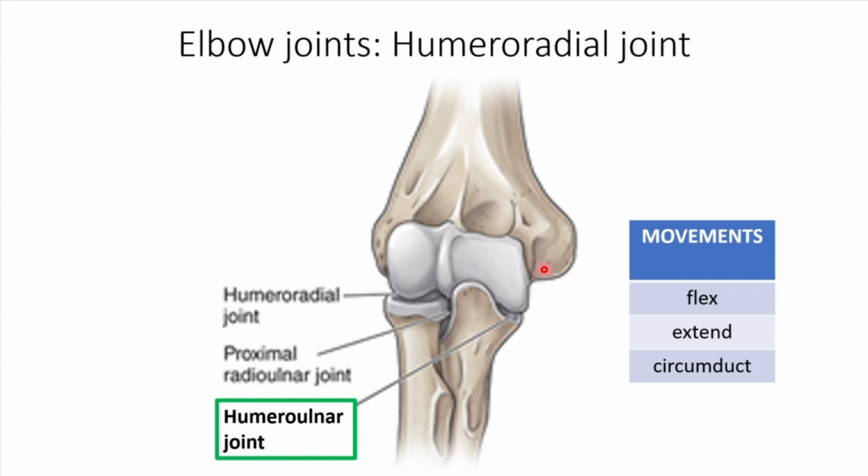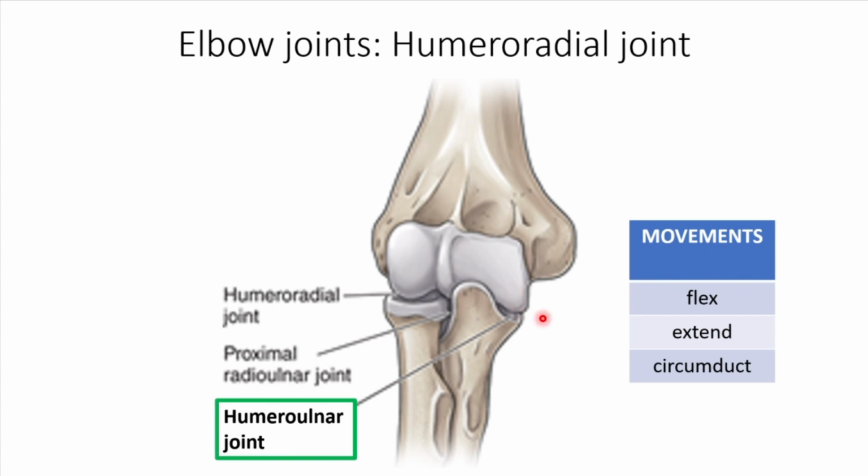The large humero-ulnar joint, visualized here, is a simple hinge joint between the trochlear notch of the ulna and the medially located trochlea of the humerus. It allows for the forearm movements of flexion, extension, and circumduction.